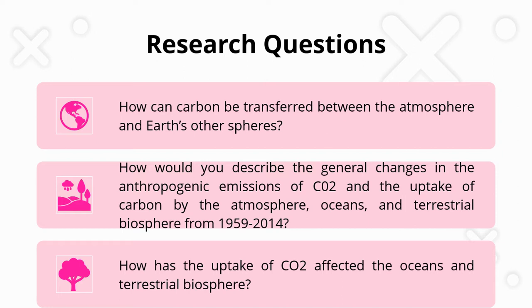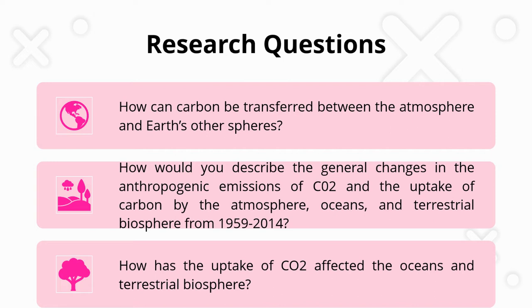Then, how would you describe the general change in the anthropogenic emission of carbon dioxide and the uptake of carbon dioxide by the atmosphere, oceans, and terrestrial biosphere from 1959 to 2014? Almost all of the data we will be talking about is in this range from 1959 to 2014 because we don't have any updated data after 2014. So that's all we have right now, and that's enough for us to guess the trend.